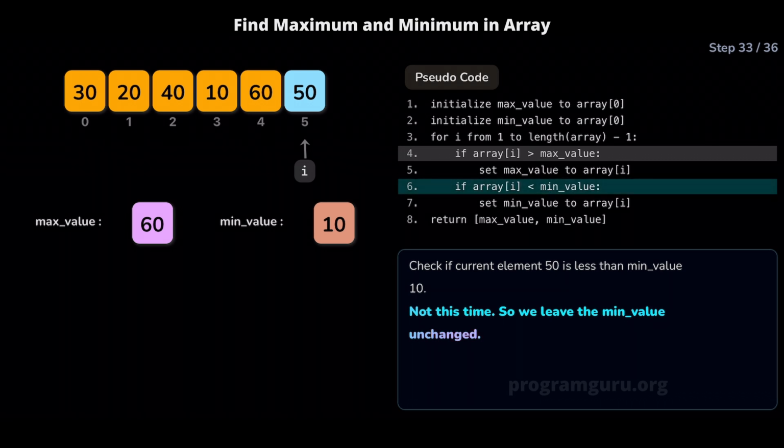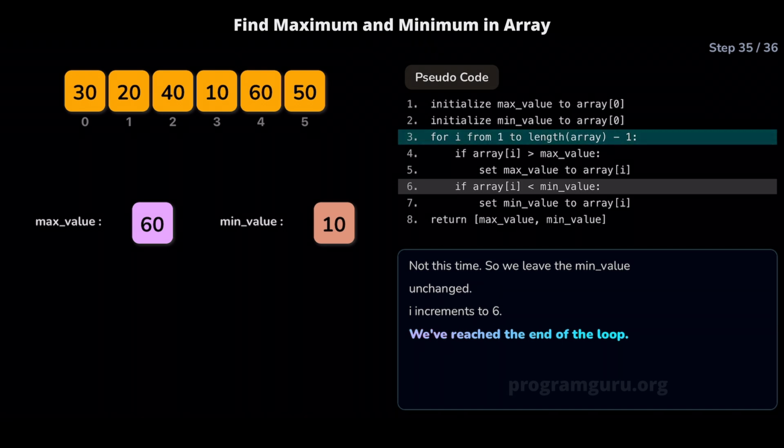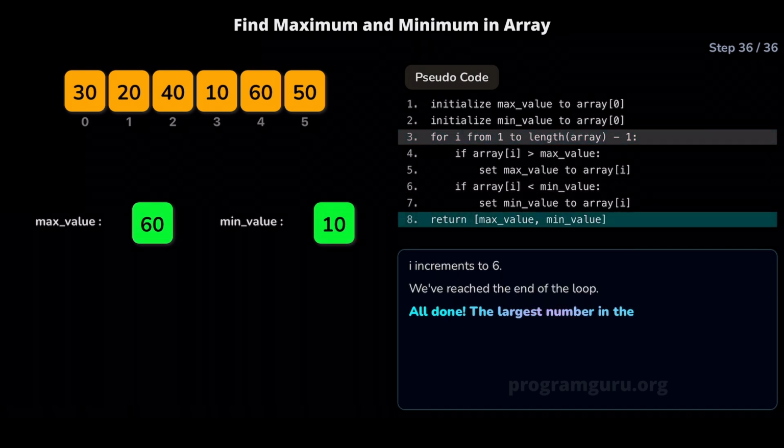i increments to 6. We've reached the end of the loop. All done. The largest number in the array is 60, and the smallest is 10.